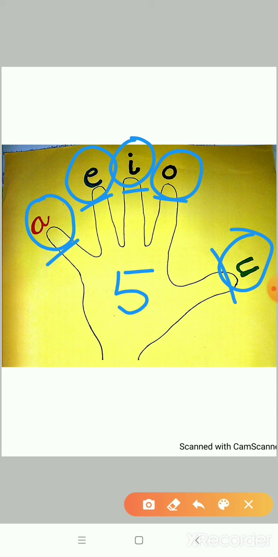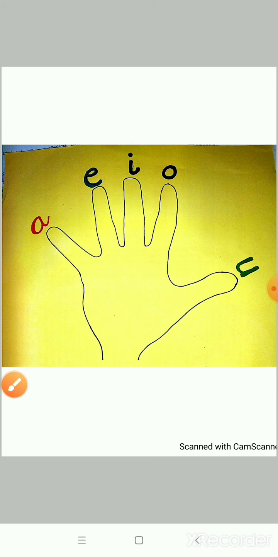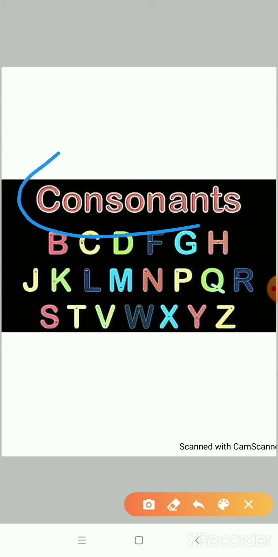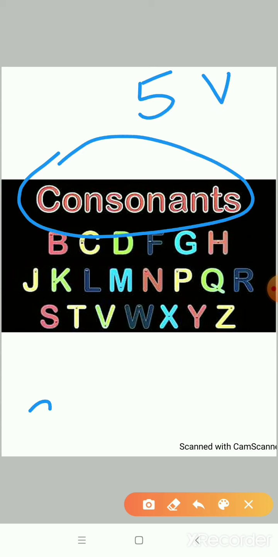So students, did you understand what are vowels? We have got 5 vowels. Now let's move on. Students, now let us learn what are consonants. What are consonants, students? As we have got 5 vowels, we have got 21 consonants. The rest of the letters are known as consonants.